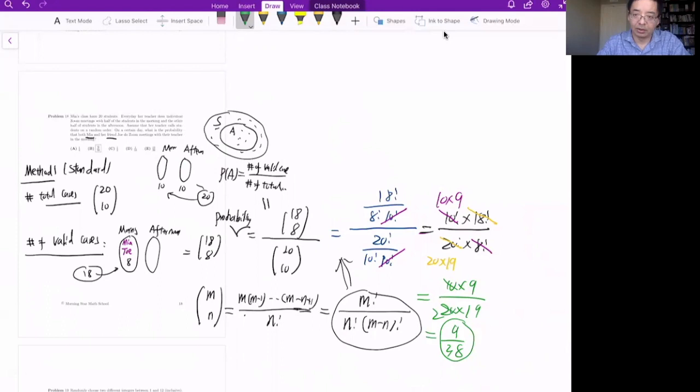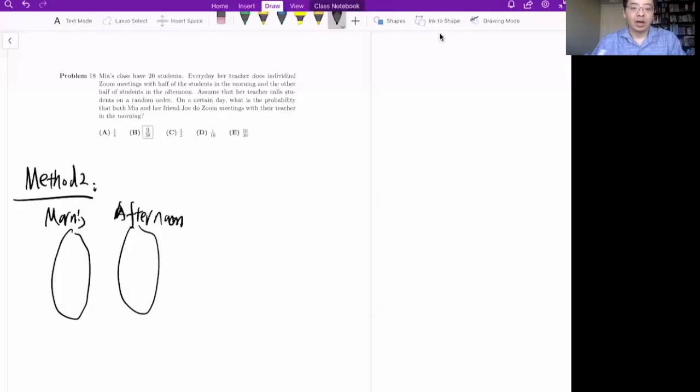We just go with the standard approach. We find the total number of scenarios, and then we use that as the denominator. And then we find the number of valid cases, and then we just take the fraction. Okay? So that's the standard case. All right, now let's look at the second approach.